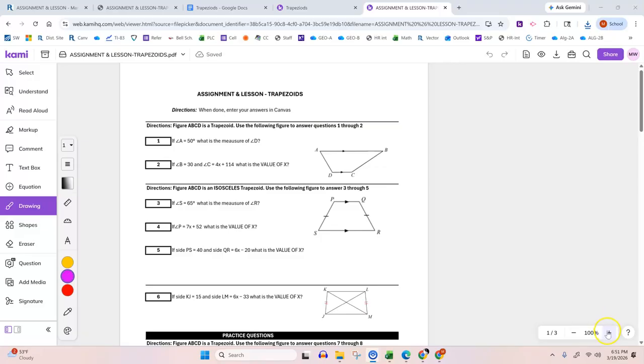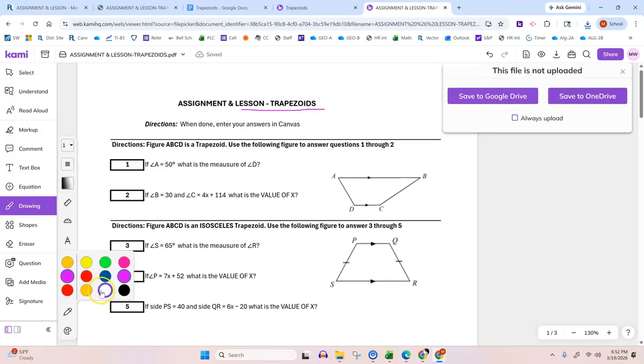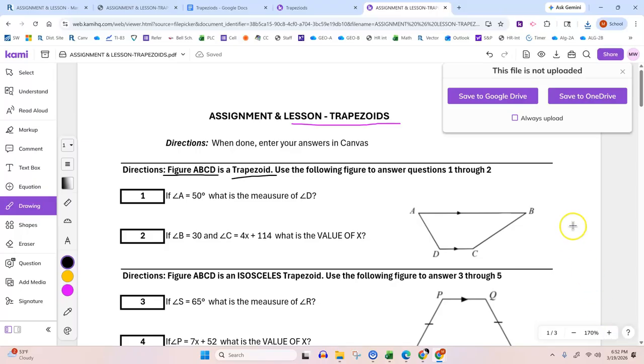So here is our assignment. Trapezoids, and let me pick a better color. There we go. Okay, so the first question we get is figure ABCD over here. ABCD is a trapezoid, and we're going to use it to answer questions 1 and 2. The first thing it tells us is that angle A is 50 degrees. So I'm going to mark that up. Angle A is 50, right?